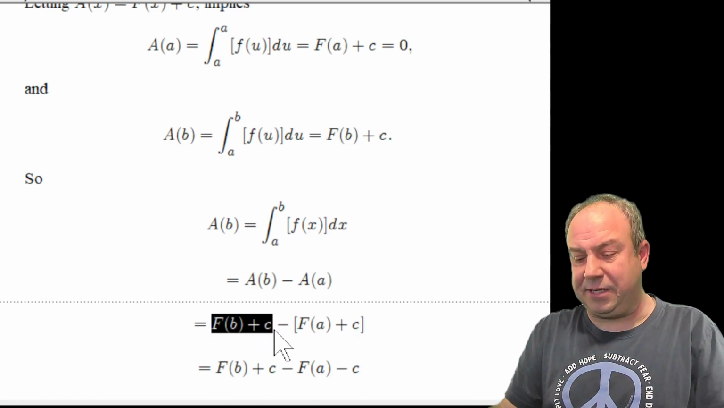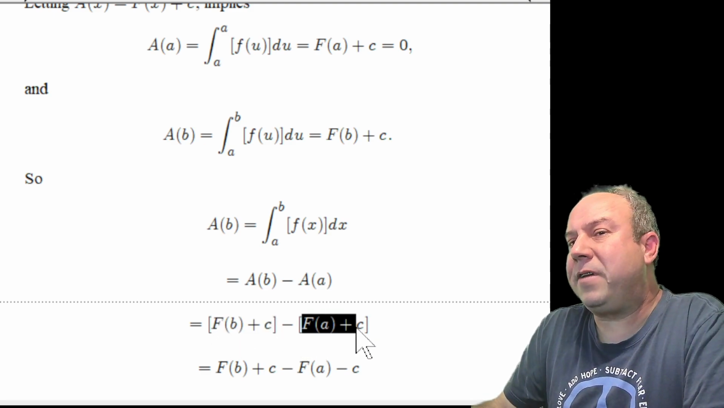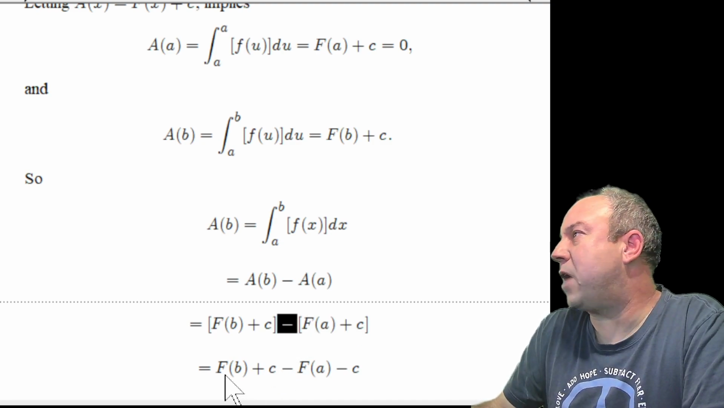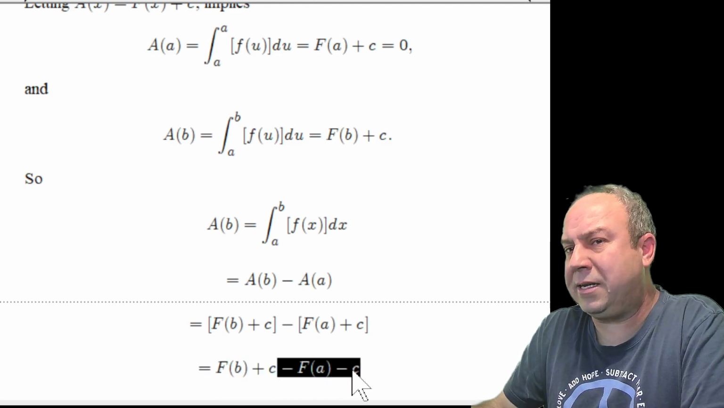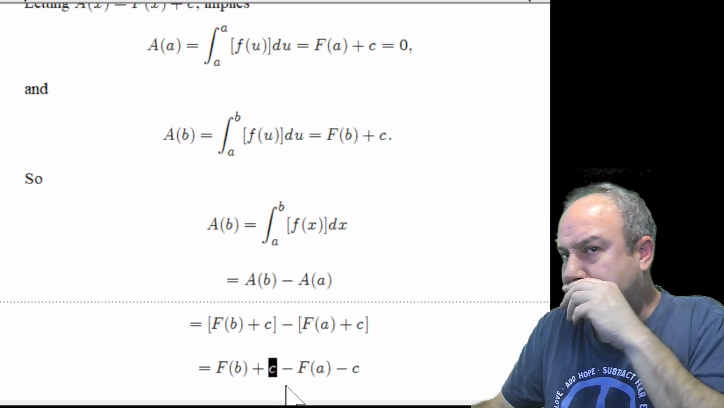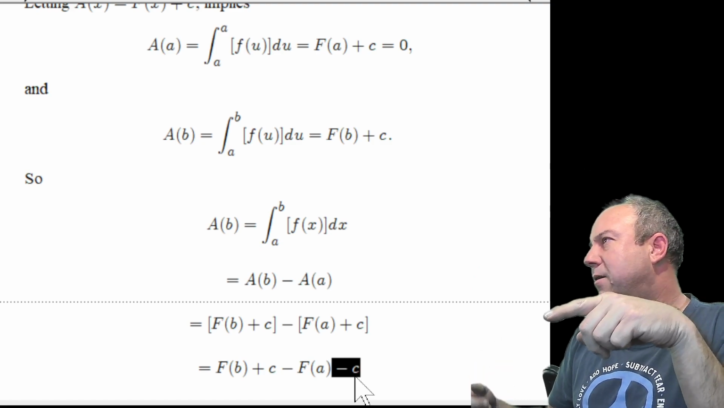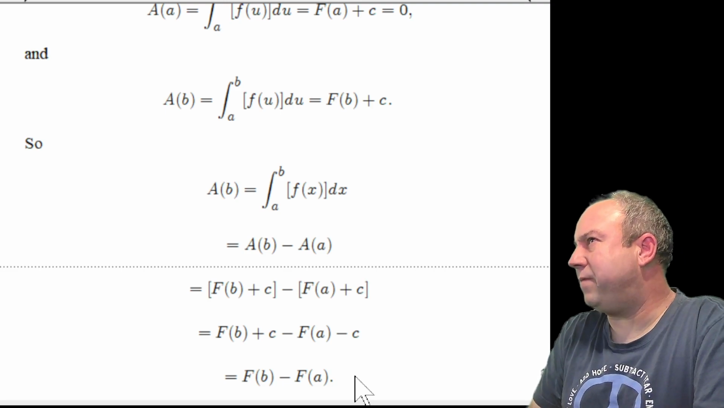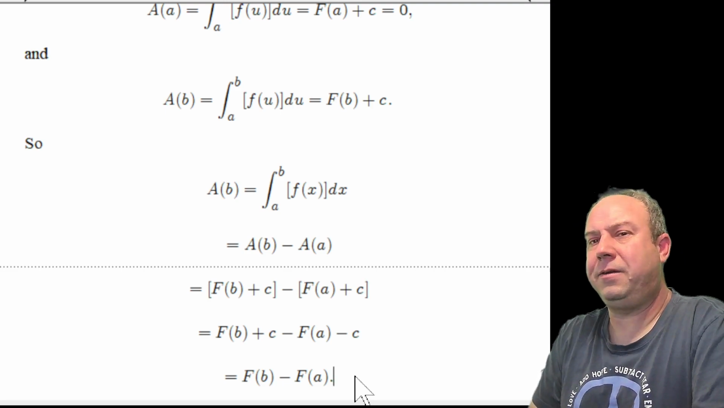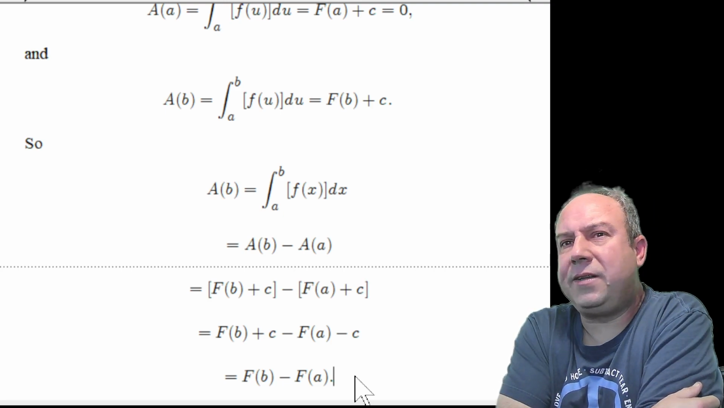F of b plus c, maybe I should throw that in brackets, minus cap F at a plus c. Where if I distribute this negative and drop the brackets, I'll have cap F at b plus c minus cap F at a minus c. Where that constant minus itself, zero away, becomes a zero effect. And we're left with cap F at b minus cap F at a. And there's the result we want.